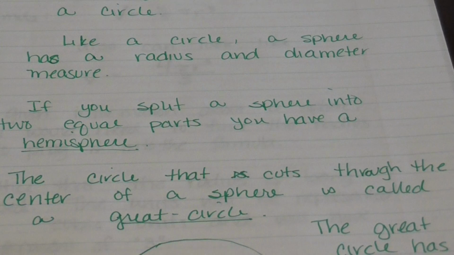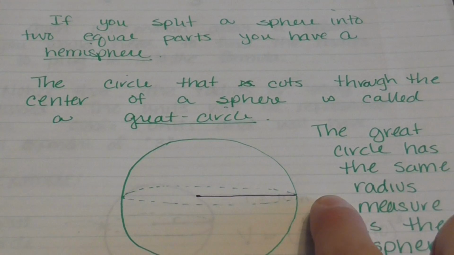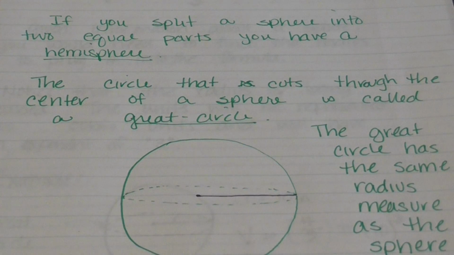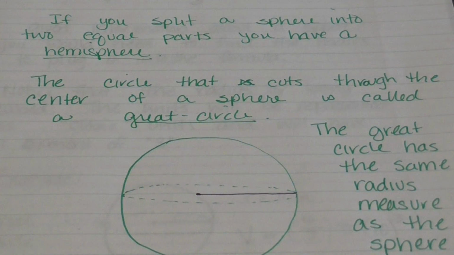So, a great circle is, if you were to cut the sphere in half right through the center, cut a ball in half and pick it up and look at it, that circle you'd be looking at is the great circle. The great circle has the exact same radius measure as the sphere.